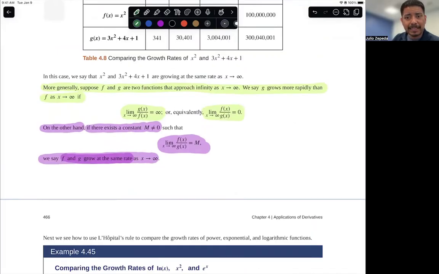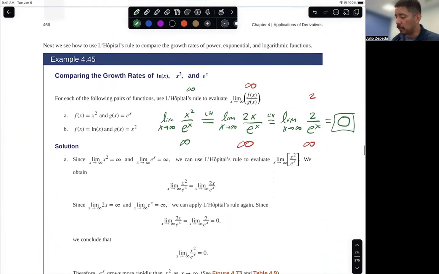Okay, and so we can see this statement here that we say g grows more rapidly than f as x approaches infinity if the limit of f over g is equal to 0. And if you were to take the reciprocal, put g on top and f on the bottom, then the top function would grow faster to infinity. And so that limit would be not 0, but infinity. Okay, so we did the one in the box here. We showed that the bottom function grows faster. The quotient went to 0. So e to the x grows a lot faster.